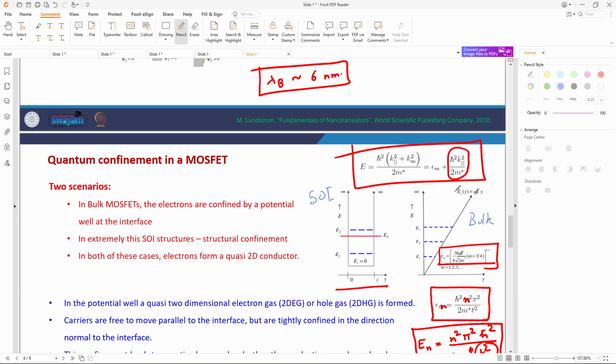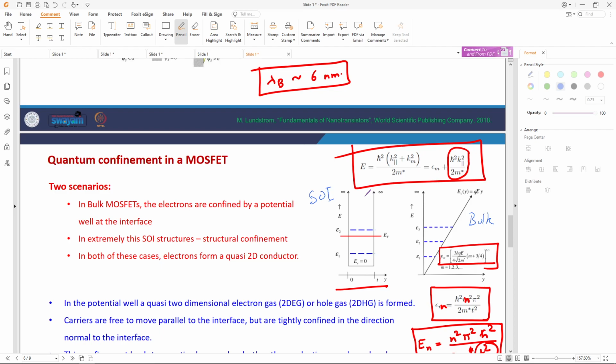And similarly, for the case of a bulk MOSFET also, as we just saw, the inversion layer is thick, around 8 nanometers. That is along the y direction. But along the X and Z direction, there is no confinement, because bulk MOSFETs have a very long channel, right? So even there, the picture is the same. Confinement only happens along one direction, and the other two directions are relatively free.